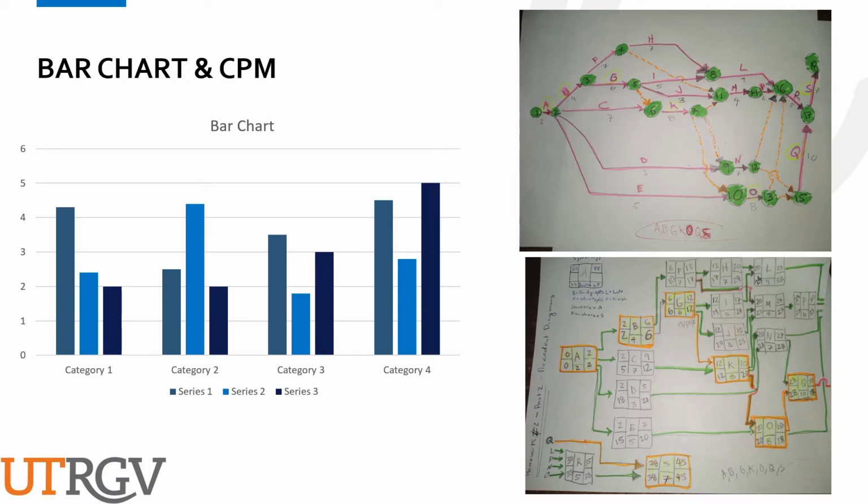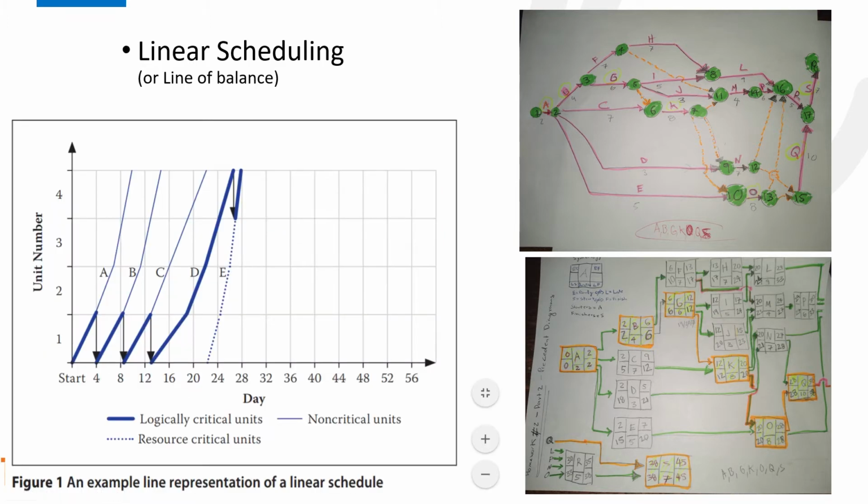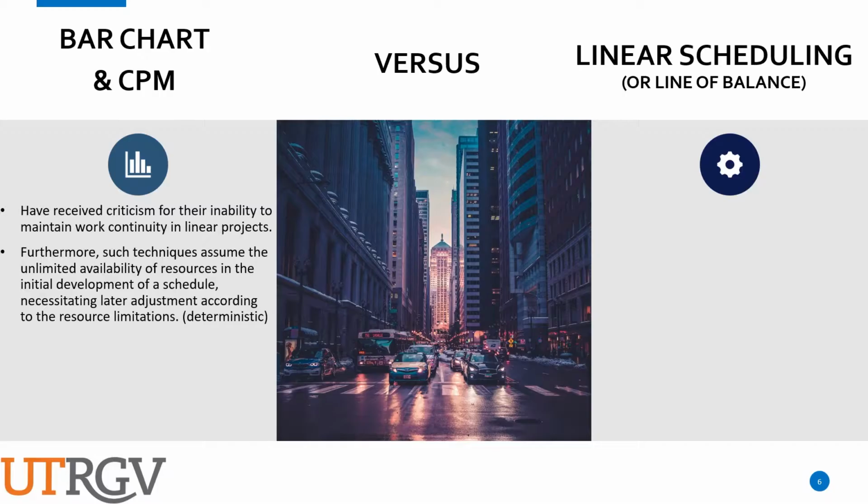These are the methods that we're familiarized with from the lecture, which we know very well: the bar chart, the arrow diagram, and the precedence diagram. This is the one this video focuses on, which is linear scheduling, which I'm going to explain at the end of the video. I'm going to talk about the advantages, about the rivalry between the two methods and which one is better in which things.